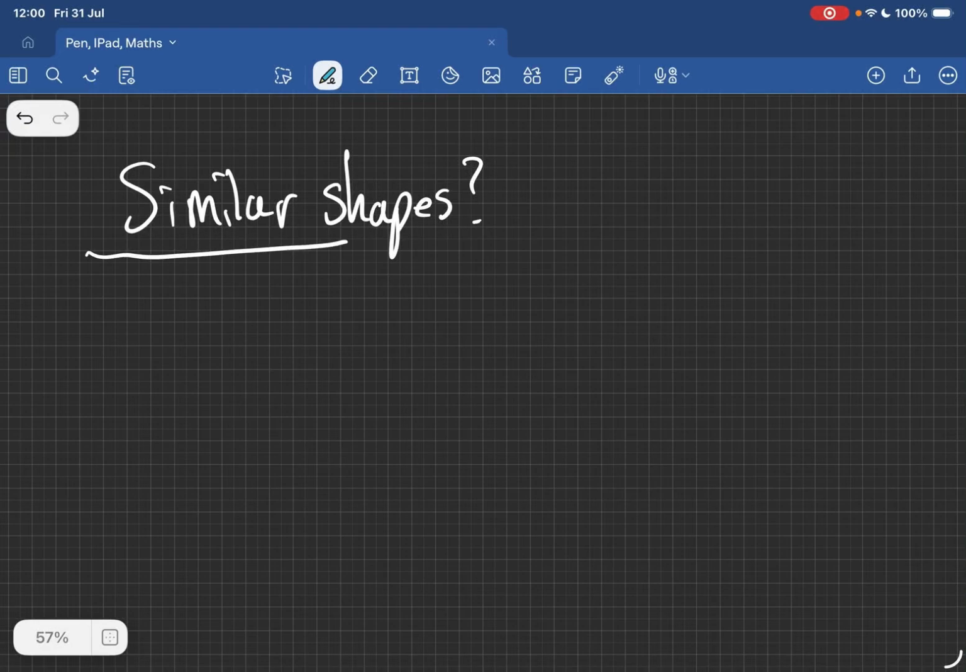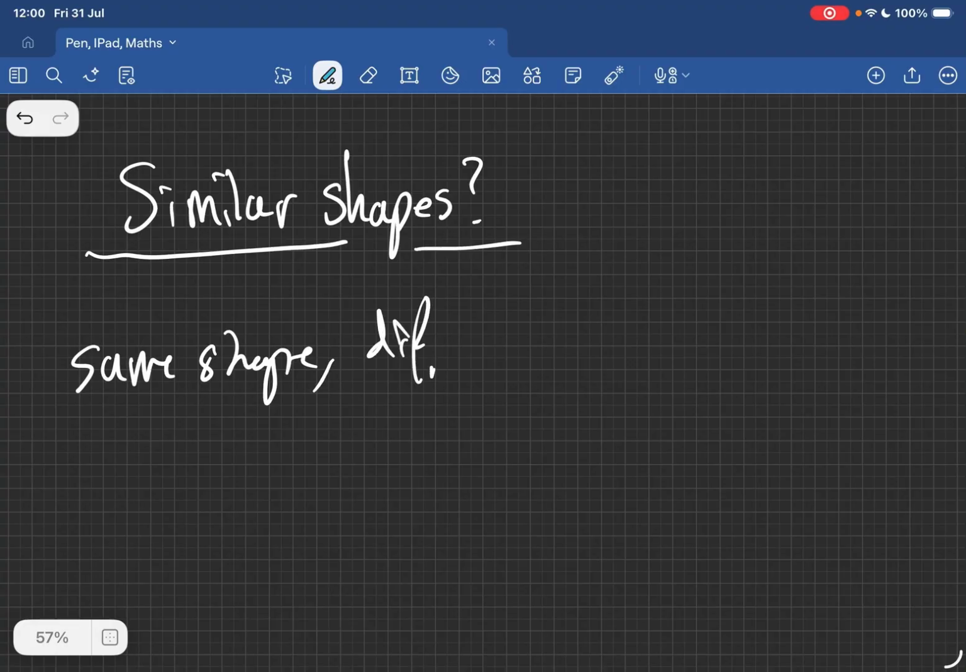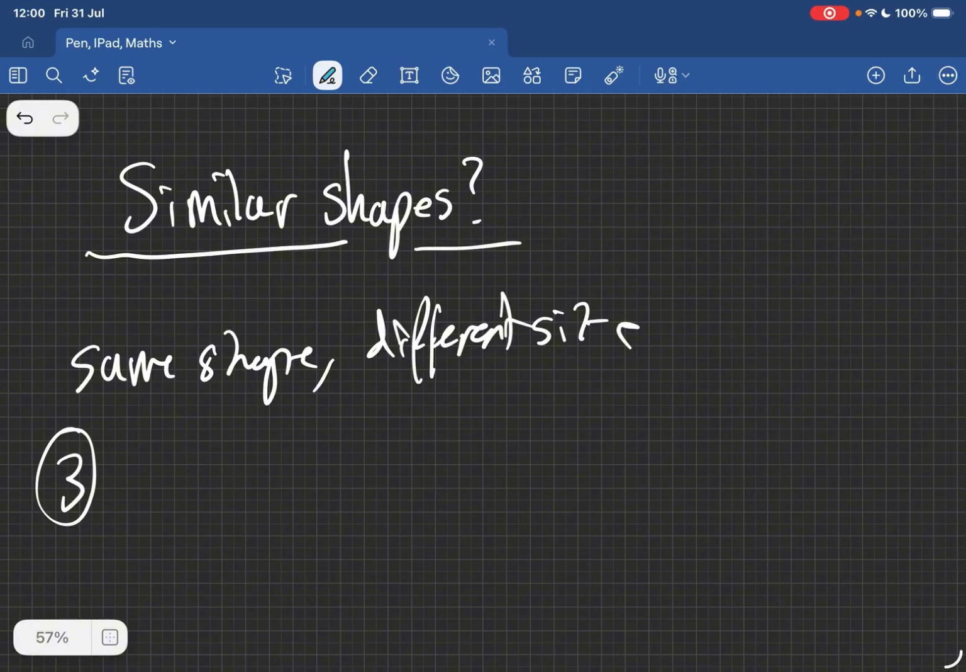So, similar shapes, what are they? Well, they're the same shape, but just with a different size. Same shape, different size. And there are three rules that help you determine if these are the same shape.